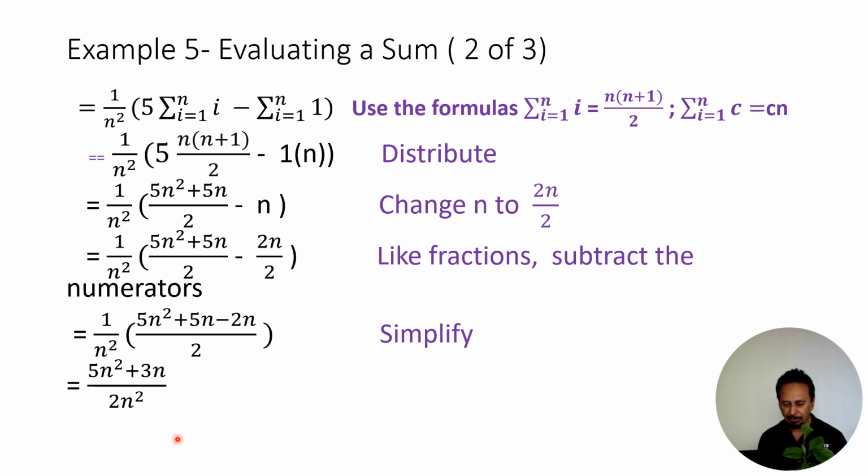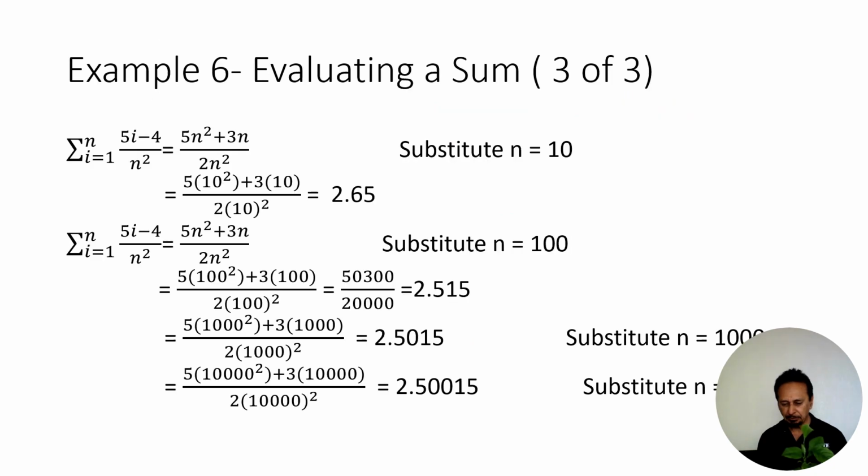Okay, now we can simplify. So you will have 2n squared on the bottom, and 5n squared plus 5n minus 2n will be 3n. So the summation of (5i minus 4) over n squared becomes 5n squared plus 3n over 2n squared. Now we substitute n equal to 10. So it becomes 5 times 10 squared plus 3 times 10 over 2 times 10 squared. Put it on the calculator, you should get 2.65.